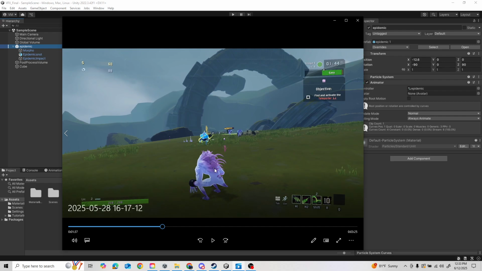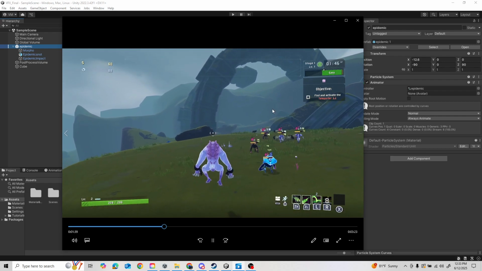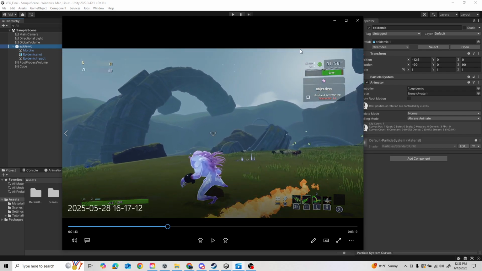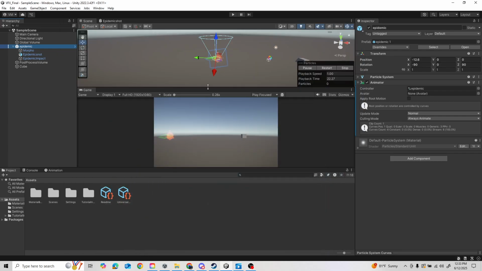So in game, what it does is it infects one enemy, and then if other enemies are close enough, as you can see here, it'll chain to them over and over again, and they all get poisoned. Hence the name Epidemic.